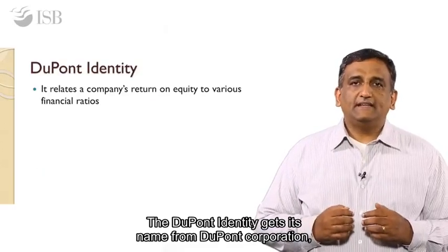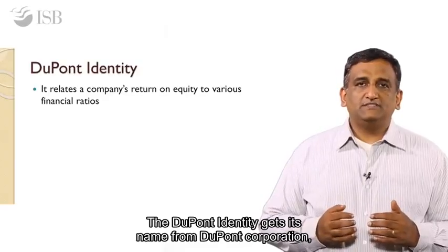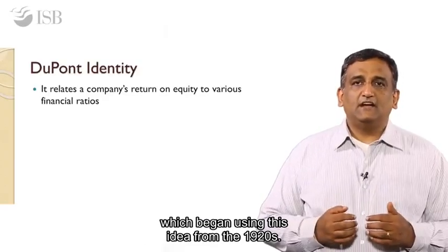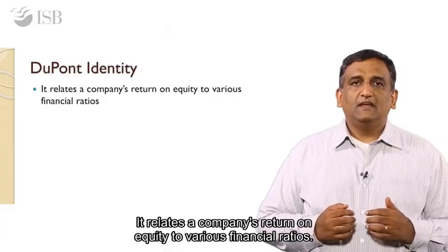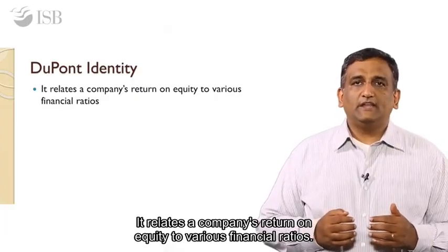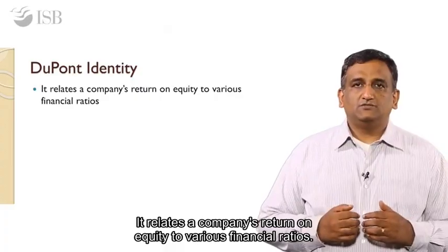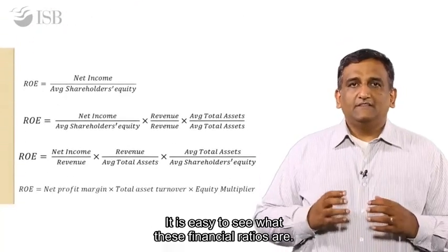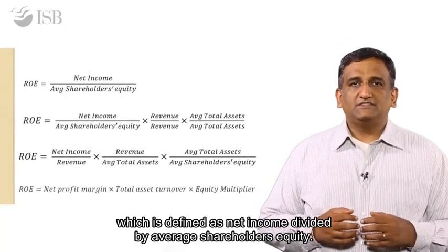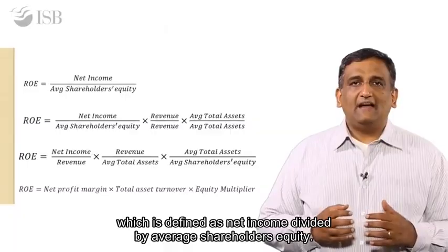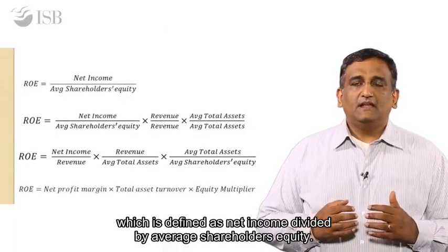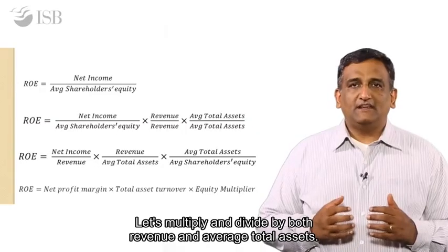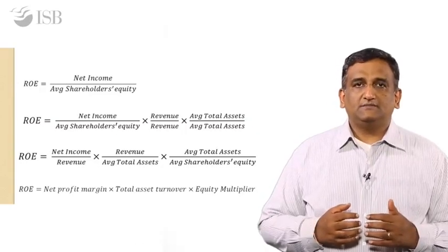The DuPont identity gets its name from DuPont Corporation, which began using this idea from the 1920s. It relates a company's return on equity to various financial ratios. It is easy to see what these financial ratios are. We start off with return on equity, which is defined as net income divided by average shareholders' equity. Let's multiply and divide by both revenue and average total assets.